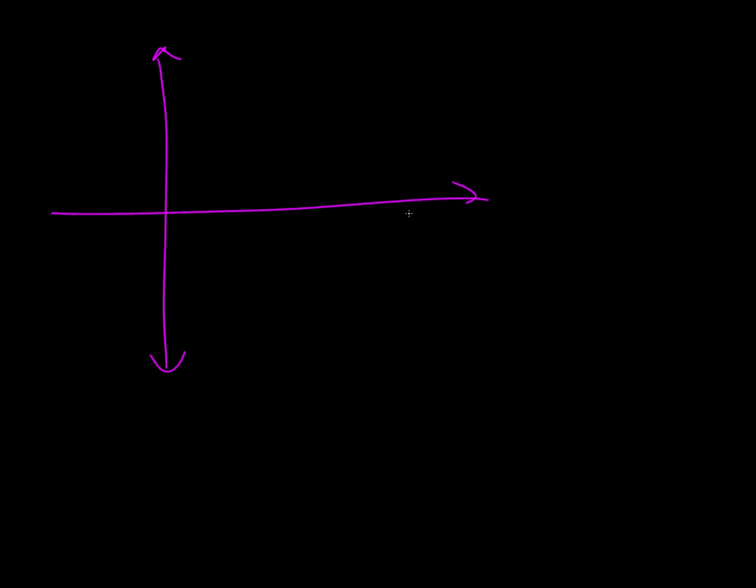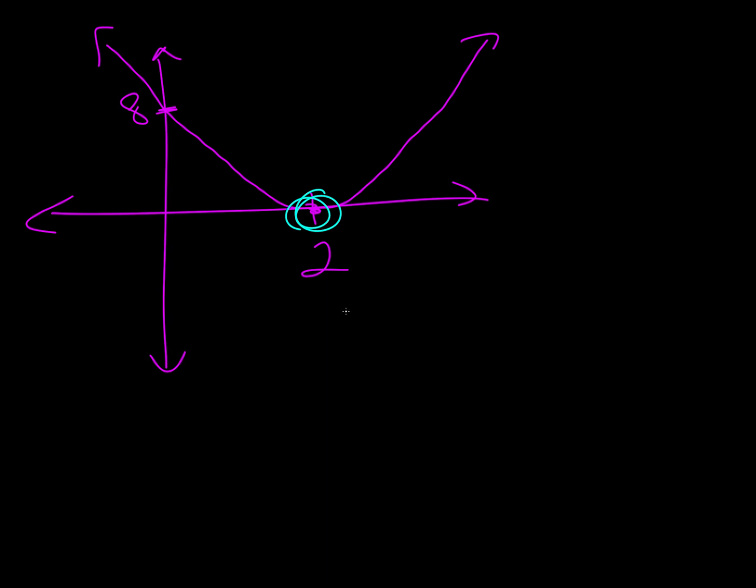This time we have this graph, crosses the y-axis at 8, and it just kisses at 2 on the x-axis. Once again, we're given both roots, and so we're just going to have x minus 2 times x minus 2, or x minus 2 squared. Once again, we have a scale factor out in front, and so we start with that.